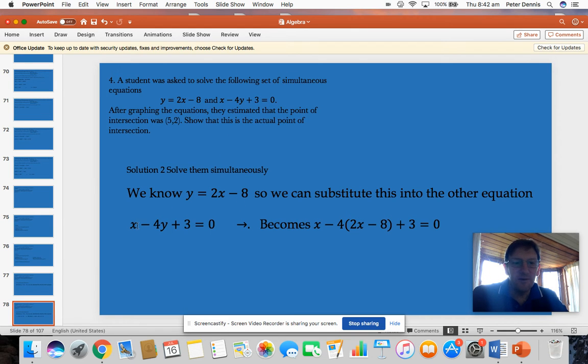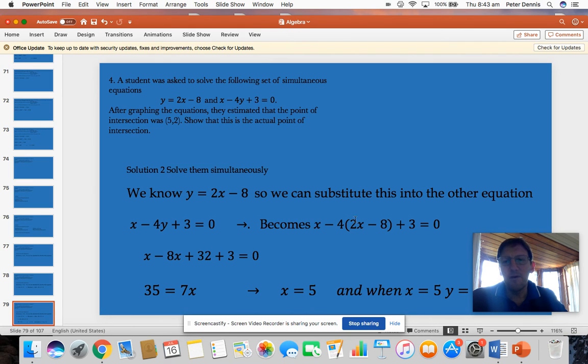So x minus 4y plus 3 equals 0 becomes x minus 4 times (2x minus 8) plus 3 equals 0. That is exactly what y is. Here it is up here, y equals 2x minus 8. Here it is down here, y equals 2x minus 8. And then it's just a matter of solving it. We're going to expand this bracket. It's still tricky because you've got a minus outside the bracket. This is going to become minus 8x, and minus 4 times minus 8 gives us plus 32. So you've got to be very careful there. So what do we have? We have x minus 8x plus 32 plus 3 equals 0.